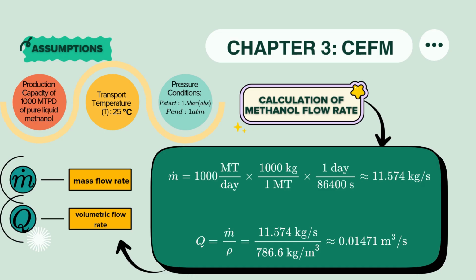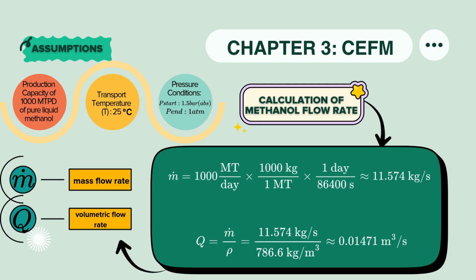Assumption 1. Production capacity. The plant production capacity is assumed to be 1000 mtpd of pure liquid methanol. The physical properties and fluid dynamic calculations are highly dependent on operating temperature and pressure. Since the methanol has undergone purification and cooling, it is reasonable to assume it is handled at near ambient conditions, which minimizes thermal stresses on the piping and facilitates atmospheric storage. Assumption 2. Transport temperature. The transport temperature is defined as 25 Celsius.